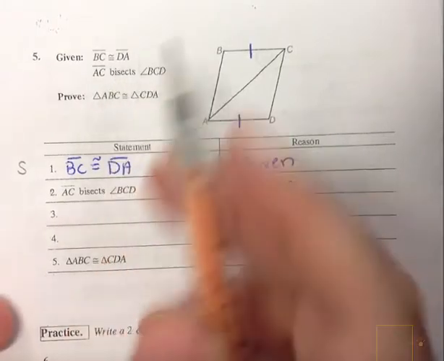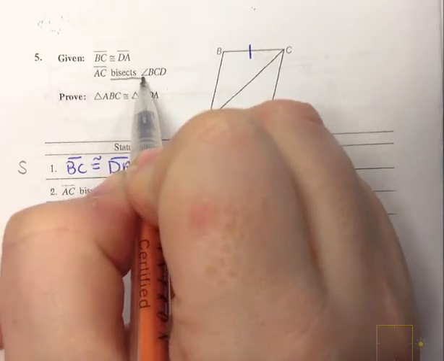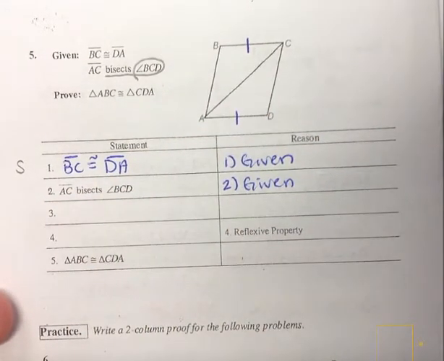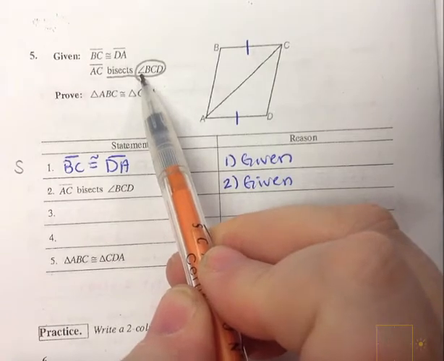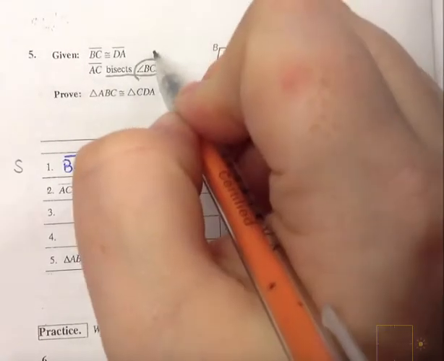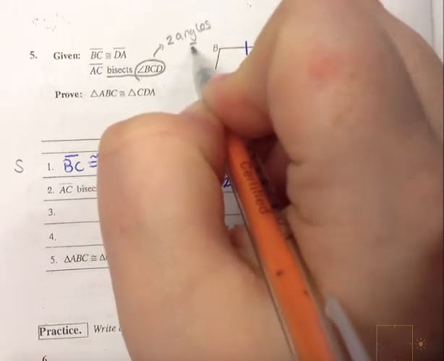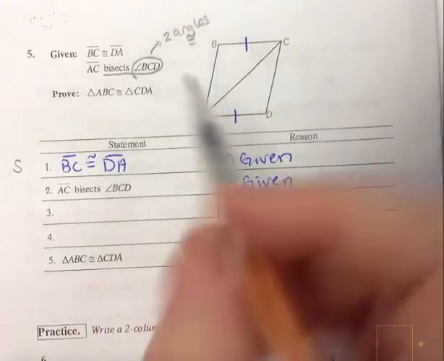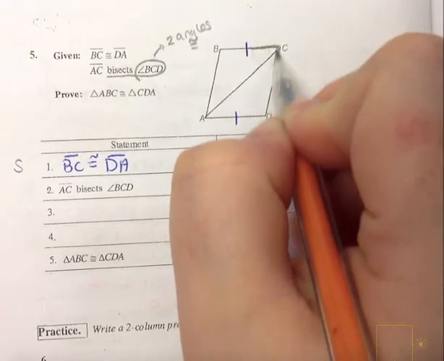There is a word in here, so I need to underline this word bisects, and then I circle the next part. Bisect means to cut in half. But bisect could be cutting a segment in half, or it could be cutting an angle in half. And in this case, it's cutting an angle in half. So it's very important that we're going to create 2 angles. 2 angles will be congruent. So we go to angle BCD. That's what we have to look at. Angle BCD, this angle right here.